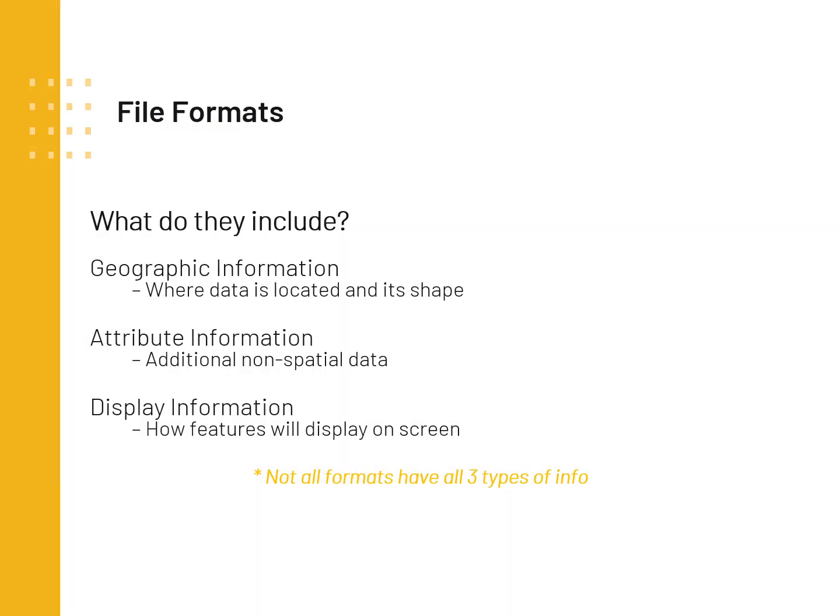So what does a GIS format include? Well, it does have to include the geographic information. So where is the data located and what is its shape? Is it a point? Is it a line? Is it a polygon? Is it a raster data set? It also can include the attribute information, that additional non-spatial information or data. And the third thing it can include is the display information, how those features are going to be shown on screen. It's important to realize that not all formats will have all 3 types of information. Typically, they'll have 2 of the 3.